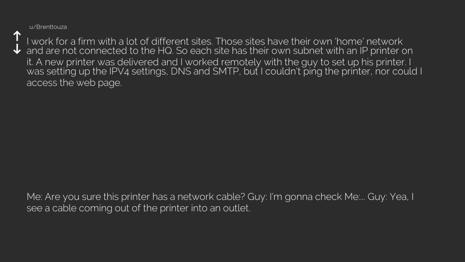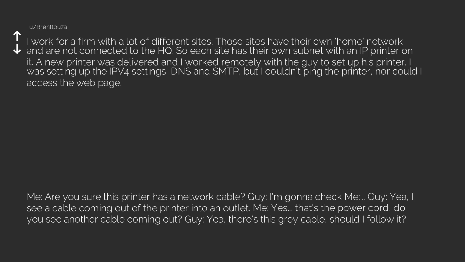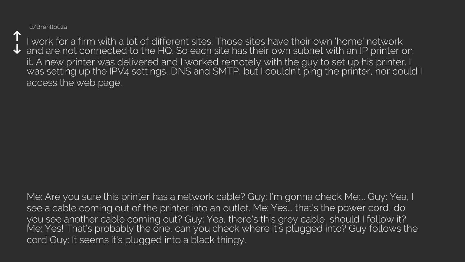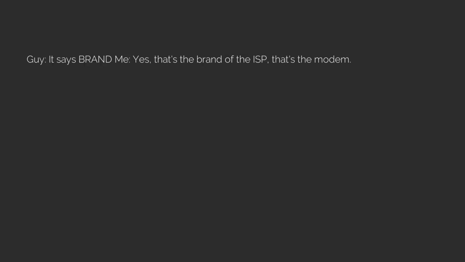Me. Guy, yay, I see a cable coming out of the printer into an outlet. Me, yes, that's the power cord. Do you see another cable coming out? Guy, yay, there's this gray cable. Should I follow it? Me, yes, that's probably the one. Can you check where it's plugged into? Guy follows the cord. Guy, it seems it's plugged into a black thingy. Me, what brand does it say it is? Guy, it says brand. Me, yes, that's the brand of the ISP, that's the modem.